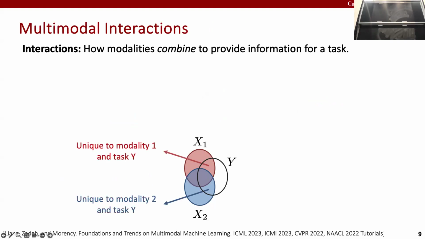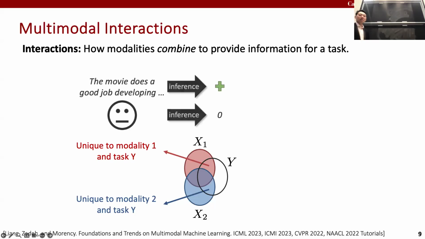A second important interaction is that of uniqueness. There's unique information present in one modality, relevant for the task, but that information isn't present in the other one. So think of saying something slightly positive, like this movie does a good job developing the characters, but with mostly neutral facial expressions. So out of this, language provides the information for the task, and that information is unique to language, not present in your verbal or visual expressions.